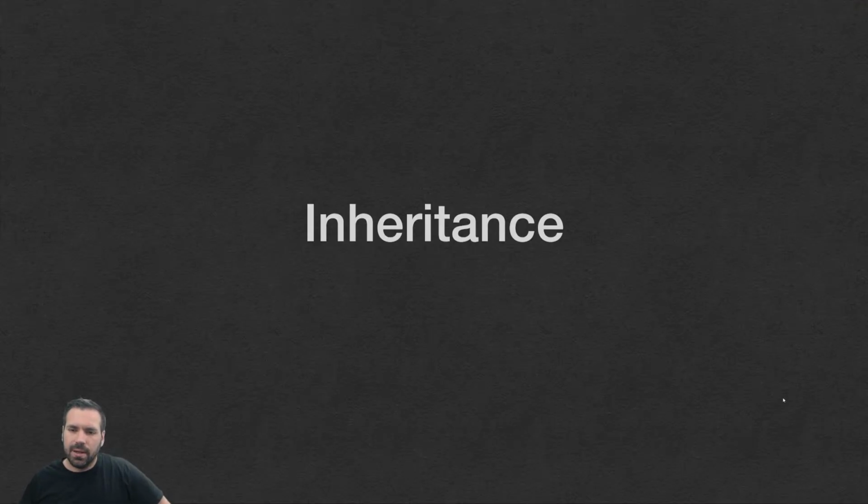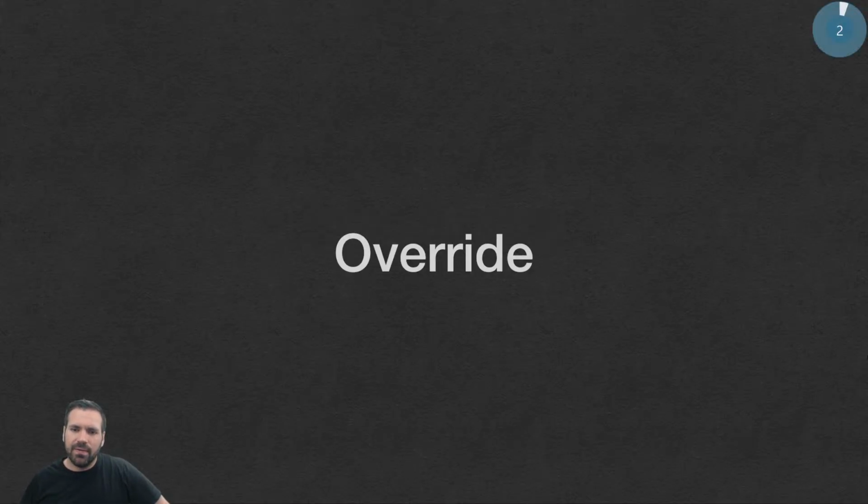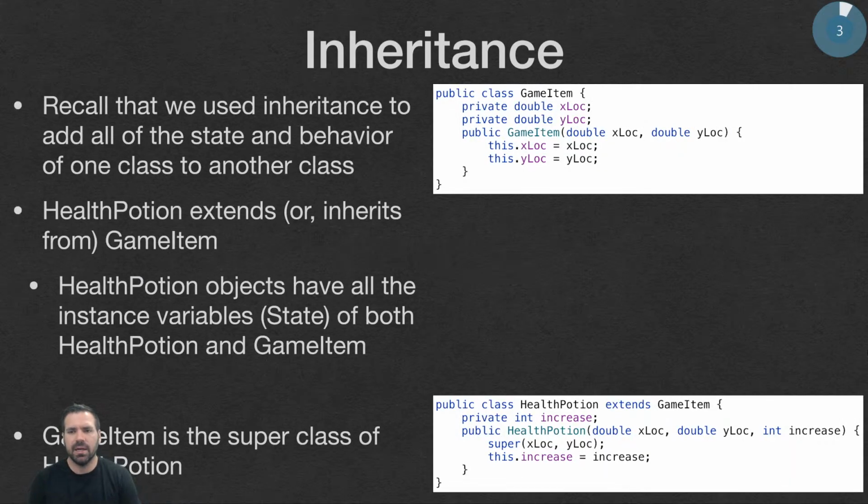So we saw that we have inheritance where we can inherit all of the state and behavior from another class. We use the keyword extends. And that means give me all the state and behavior, all the instance variables and methods from this other class and add it to the class that I'm writing. So that's inheritance.